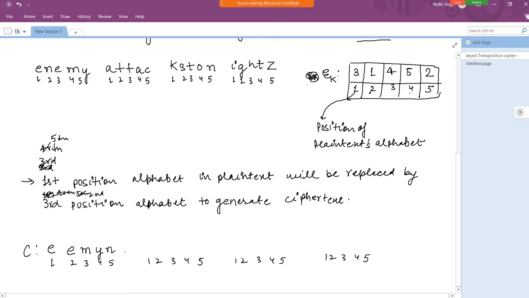Okay. So when the block is completed, when multiple blocks are completed, then my ciphertext will be generated, and this is called the key transposition cipher. Now complete all of the alphabets regarding these steps and tell me the answer.